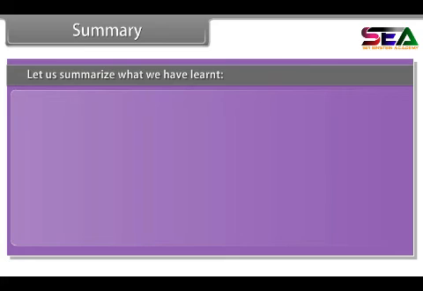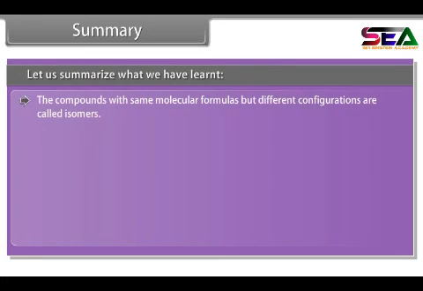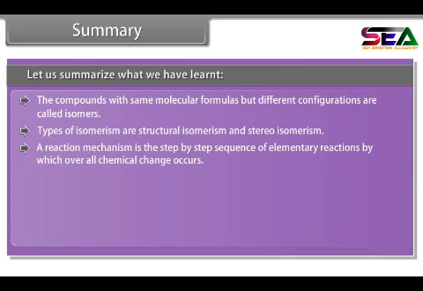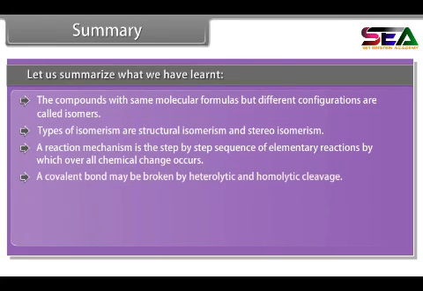Summary. Let us summarize what we have learnt. Compounds with the same molecular formula but different configurations are called isomers. Types of isomerism are structural isomerism and stereoisomerism. A reaction mechanism is the step-by-step sequence of elementary reactions by which an overall chemical change occurs. A covalent bond may be broken by heterolytic and homolytic cleavage.